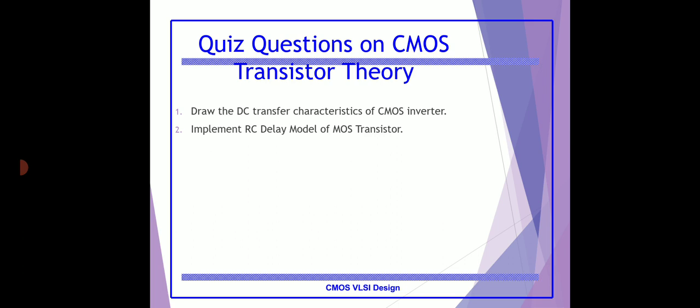Quiz questions on CMOS transistor delay: first one, draw the transfer characteristics of a CMOS inverter and implement the RC delay model of a MOS transistor.